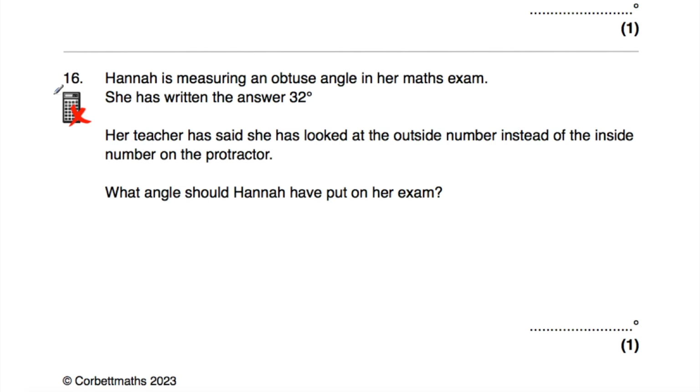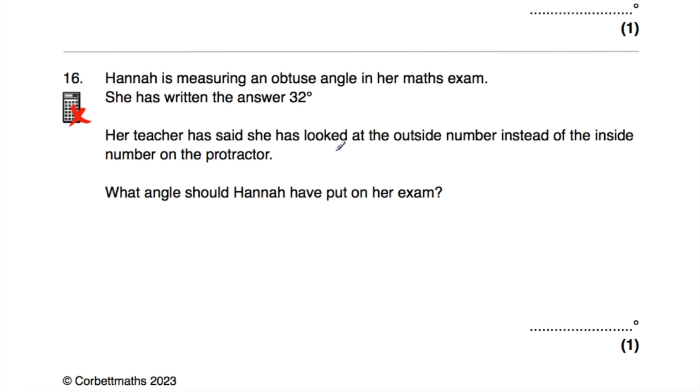Okay, let's have a look at our last question, question number 16. Question number 16 says, Hannah is measuring an obtuse angle in her maths exam. She's written the answer 32 degrees. Her teacher said that she has looked at the outside number instead of the inside number in her protractor. And we're asked, what angle should Hannah have put down on her exam?